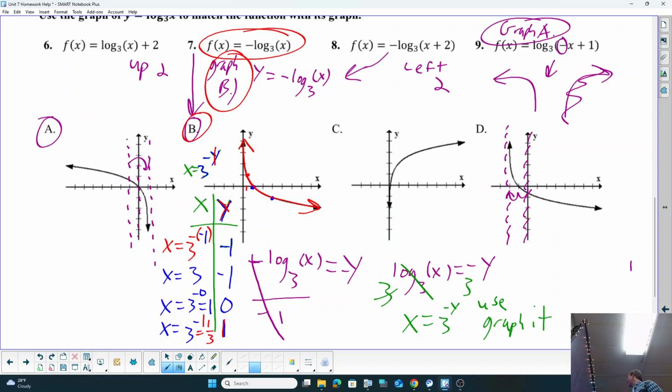So you try to figure out now what 6 and 8 are. Okay, 6 and 8. We already have 9 as A, so it can't be A. So it has to be C or D.